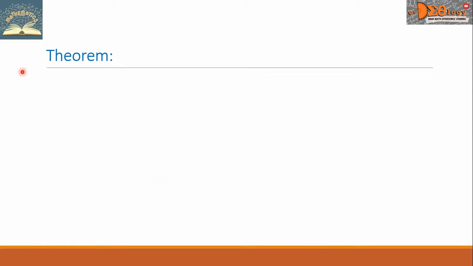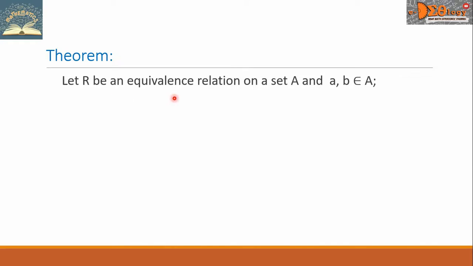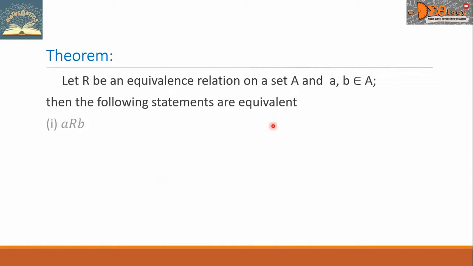Let us see this theorem. Let R be an equivalence relation on a set A, and variables a and b are elements of set A. Then the following statements are equivalent. Number 1, a is related to b. Second, the equivalence class of a is equal to the equivalence class of b. Third, the equivalence class of a intersect the equivalence class of b is not equal to null set.